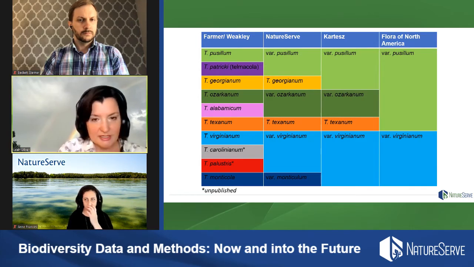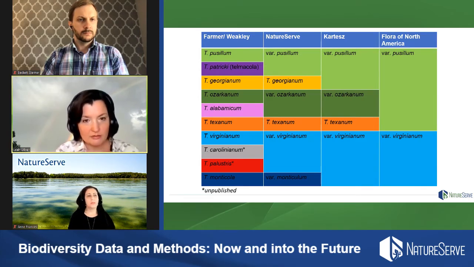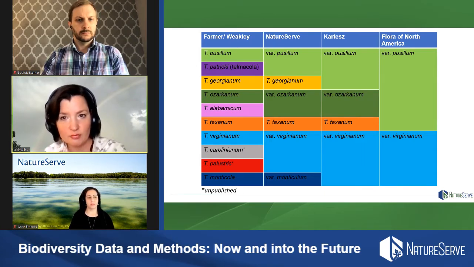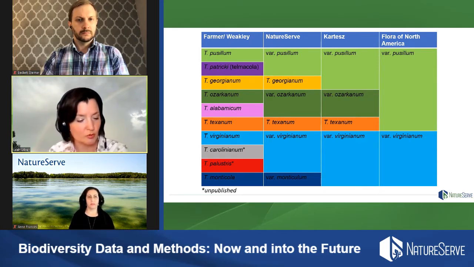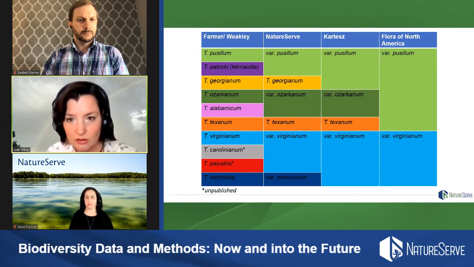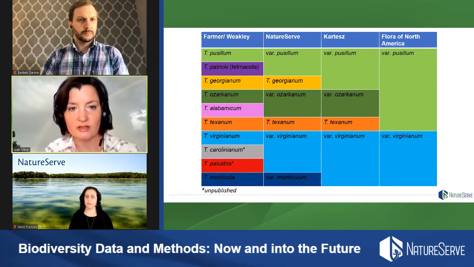So this essentially is a greater than relationship. We are taking the two taxa from Cartes and putting them on the shelf for variety Pusillum, or lumping them. So this is explicitly defined as greater than. We go through this step for all of the taxa and all the treatments and ultimately come up with those symbols and the alignment.